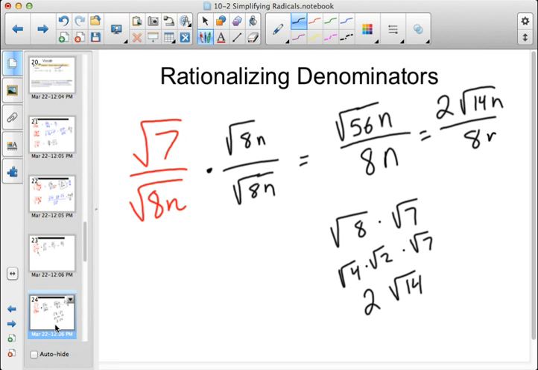over 8n. And again, we need to look for fractions to simplify. 2 over 8 simplifies to 1 over 4, so we're just left with, when this reduces to 1 and this reduces to 4, essentially square root of 14n on top over 4n on bottom.